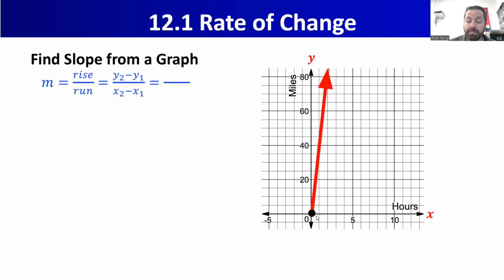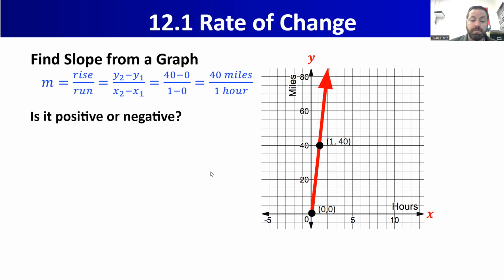Well, there's a nice point there, which is at 0, 0. There's also a nice point there. That red line crosses the grid exactly right there, which is the point 1, 40. We can use those 2 points to find our slope. So y2 is 40, the second y value, minus y1, which is 0. Our second x value is 1, subtract the first x value, which is 0. So we get 40 over 1, which is, put a label on it, 40 what? Well, that 40 is representing the number of miles, and the 1 is representing the number of hours. So 40 miles per hour.